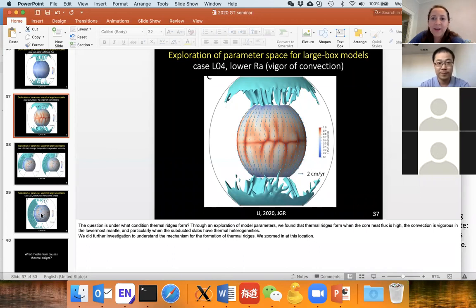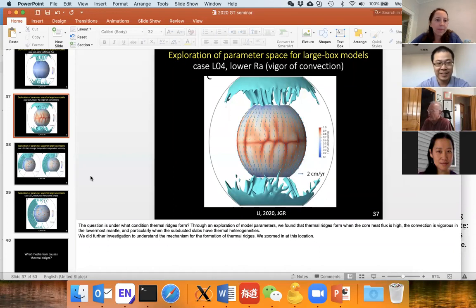Thank you. Kent Condie, you have your hand raised. Would you like to ask your question? Great talk, Mingming. Thank you. A question I have is, what determines whether you get mantle plumes developed from these slabs pushing to the side? I mean, most of these are just thermal anomalies. When would a mantle plume develop?